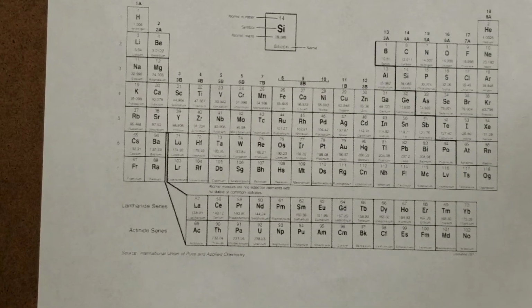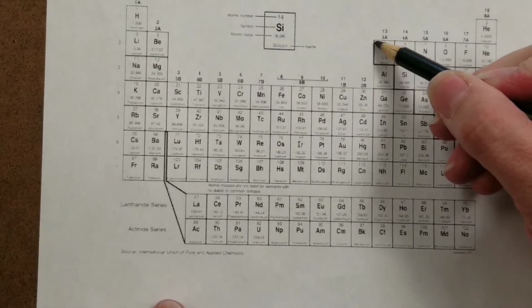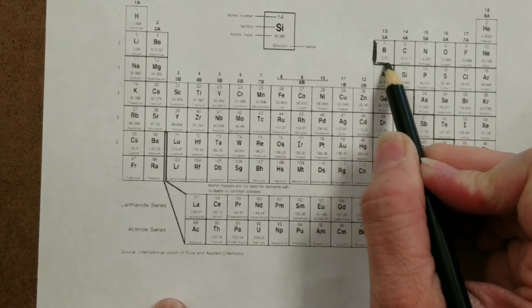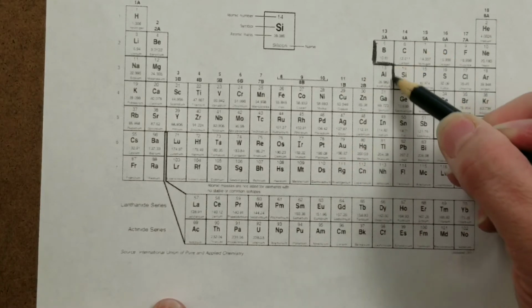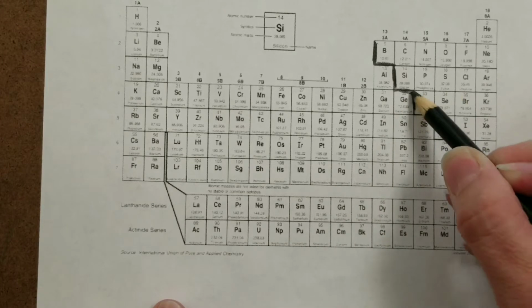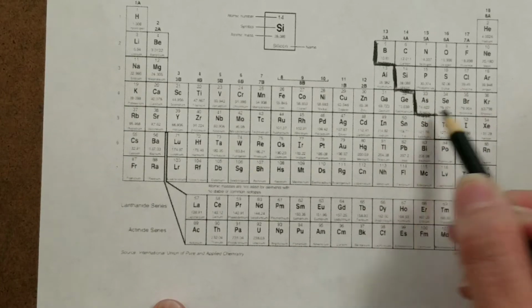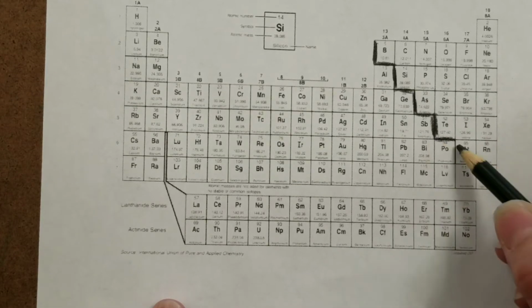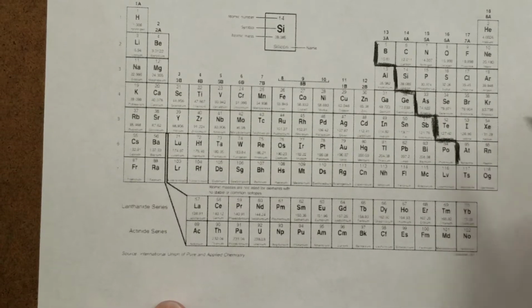Hopefully we remember from 6th grade science that anything, and I'm going to darken this because I like this to be dark, anything along this staircase or zigzag line, anything along this except for aluminum, these are all metalloids. Everything to the left is a metal. Everything to the right is a non-metal.